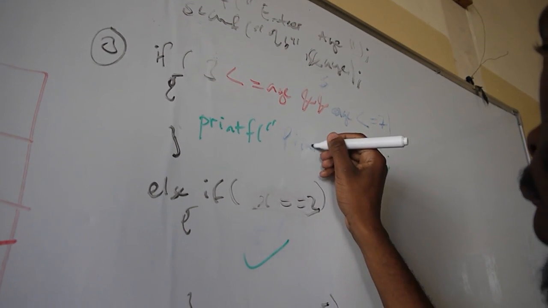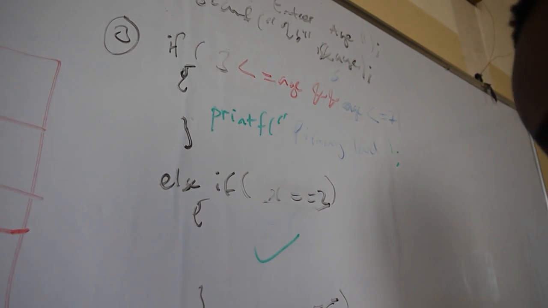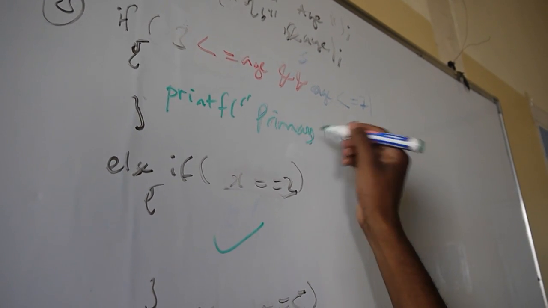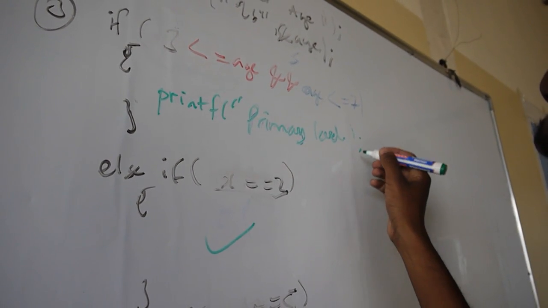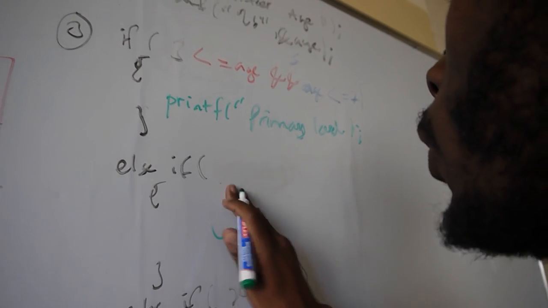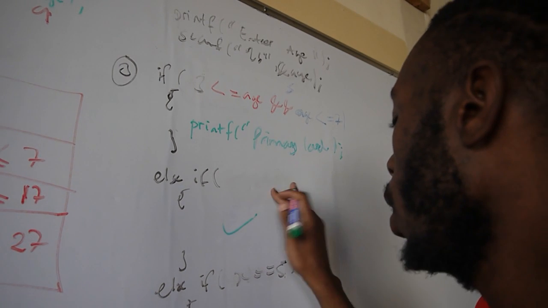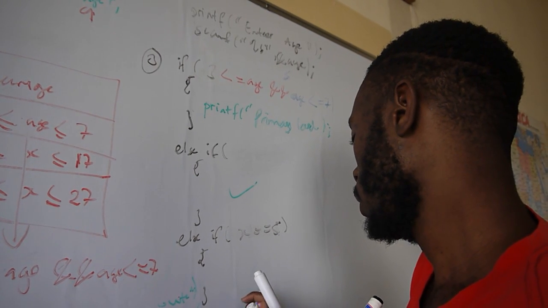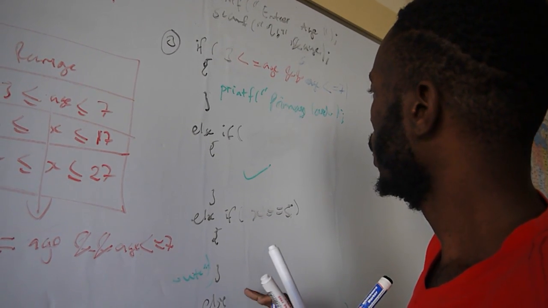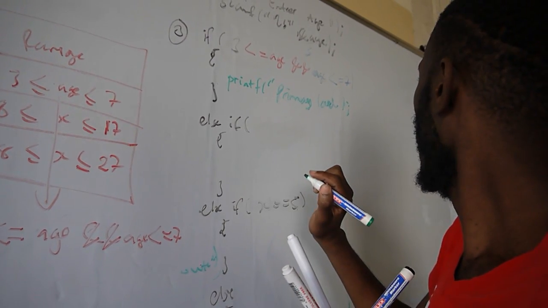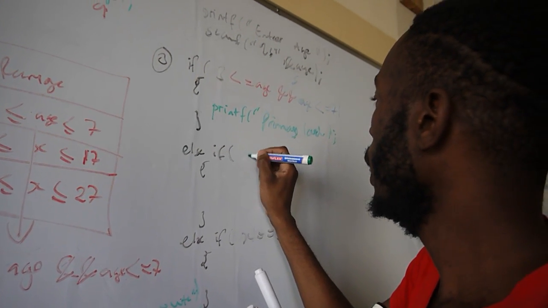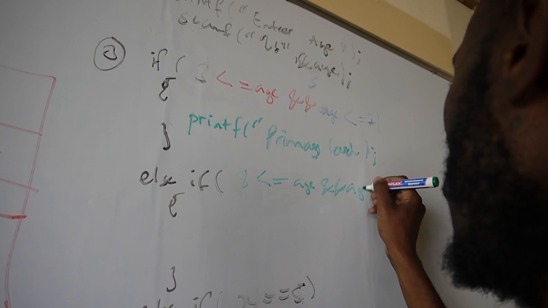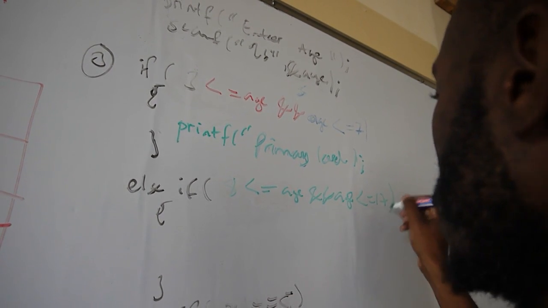So primary level. Okay, and the second condition I'm going to use else if. Don't put a condition on else when on this part. Most of the students make a mistake and they put a condition here. It's not allowed to do that. Then here is 8 less or equals to age, and age less or equals to 17.